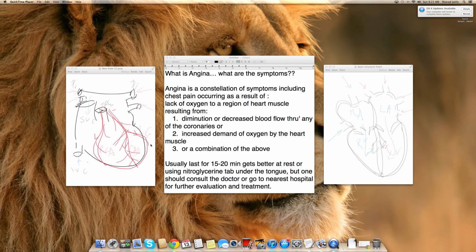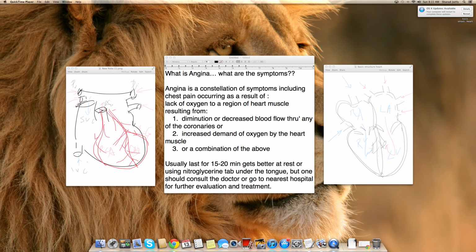This is Dr. Jaitly. I'm going to be talking to you in this section chiefly about what angina is. It's a common symptom that many of us will experience past the age of 40, 45. That's where angina starts to manifest. Angina is a constellation of symptoms. Remember, it's not just one symptom.